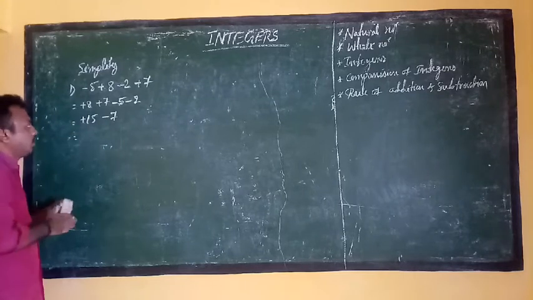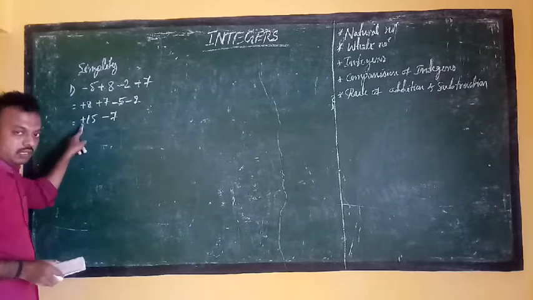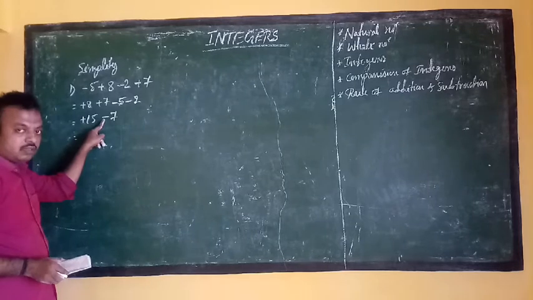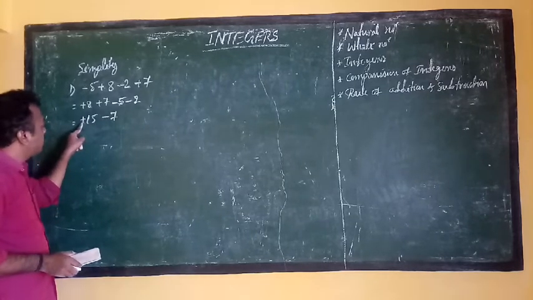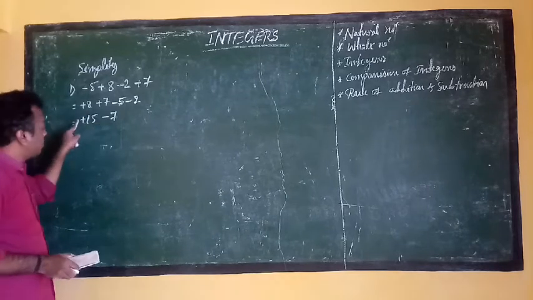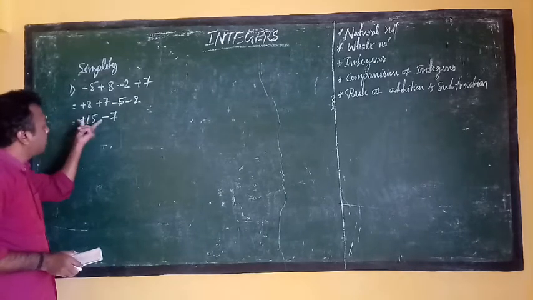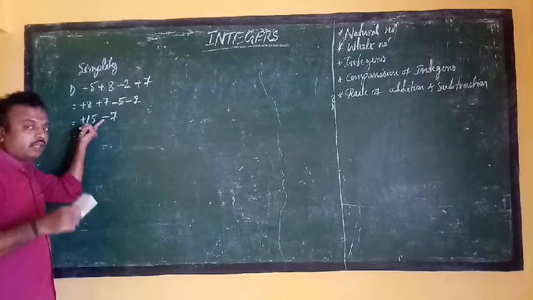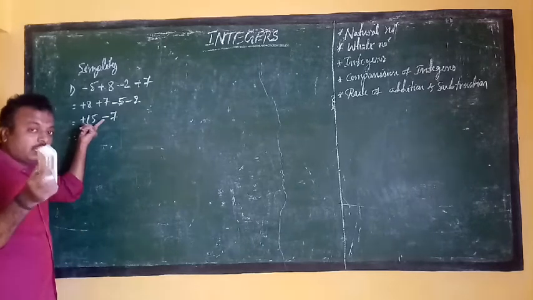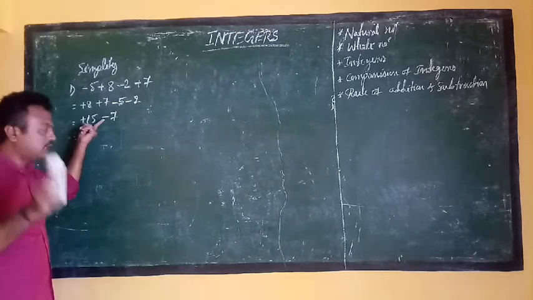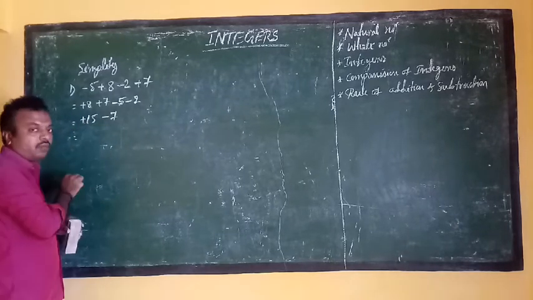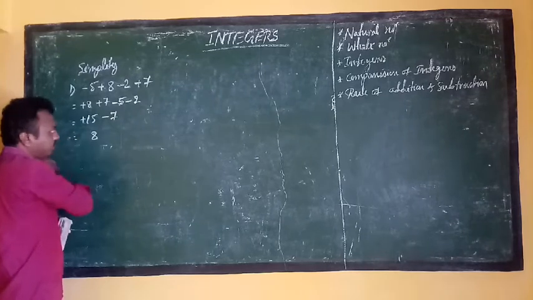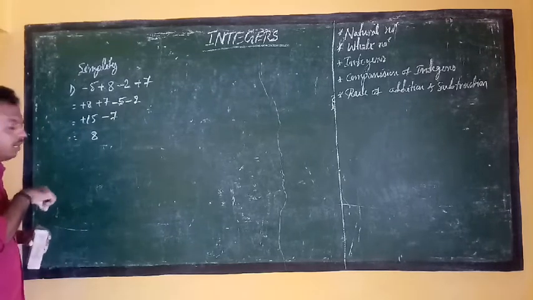Next step. So 15 having a positive sign, 7 having a negative sign. See students, plus 15 and minus 7. Here the two signs are different. When the signs are different, we can do what? Subtraction. Correct. So here 15 and 7. 15 minus 7, how much? 15 minus 7 is 8.